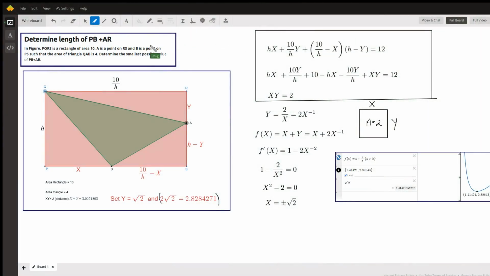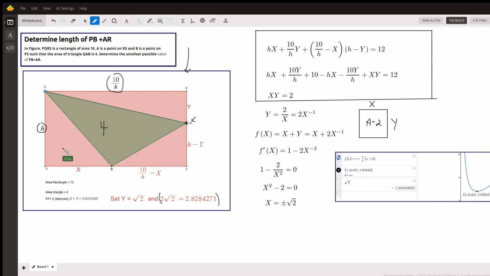Okay, this diagram over here illustrates the situation. We have a rectangle PQRS with an area that's 10, and that's why if this dimension is h, this dimension is 10 over h, because length times width gives us 10. Then we're told there's a point A on RS, there it is, and a point B on PS, there it is, such that the area of triangle QAB is always 4.